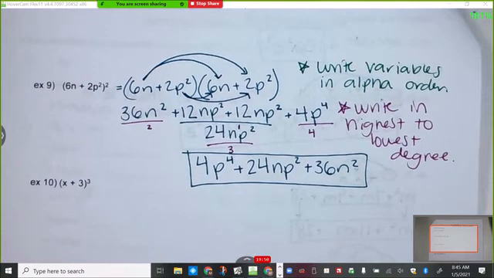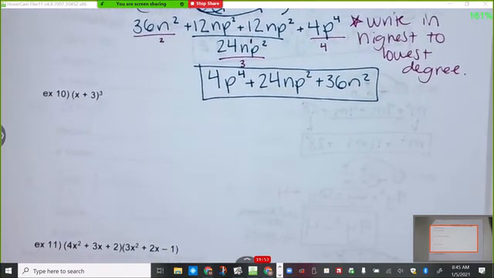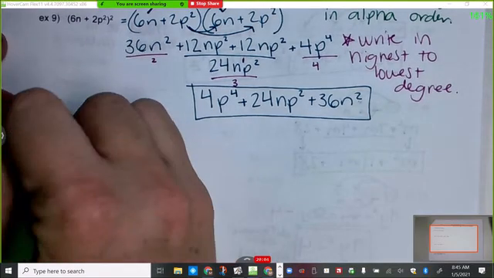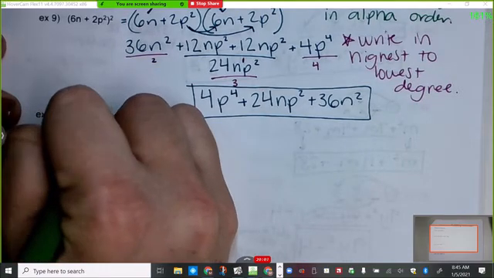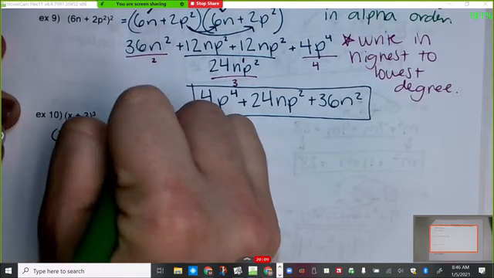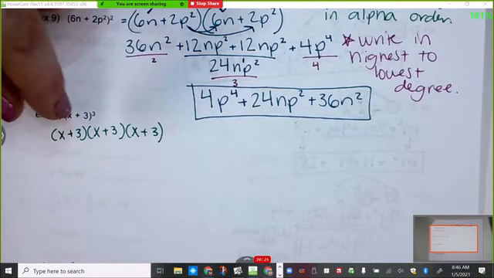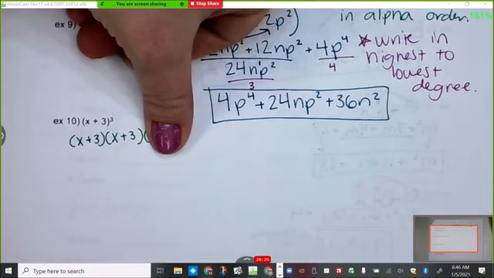What's different about number 10? It's cubed, which is kind of gross, okay? What I want you to realize is that means it's 3 times. Now, you do not want to multiply all 3 at the same time. You will get lost, because it becomes a mess. So the way we're going to do this is we're going to multiply 2 of them. We're going to ignore this third one, and then we'll bring that one back.